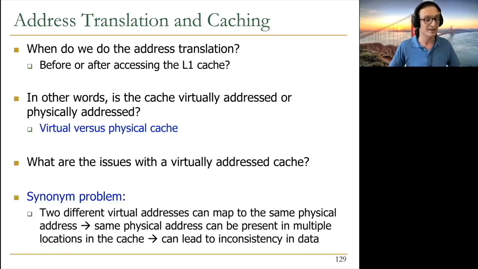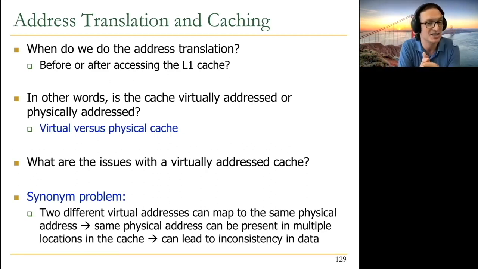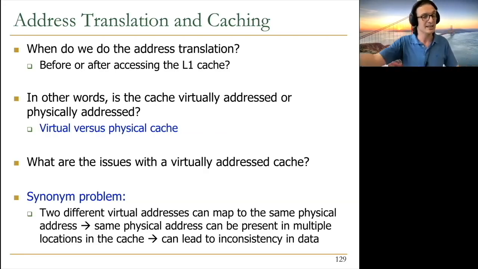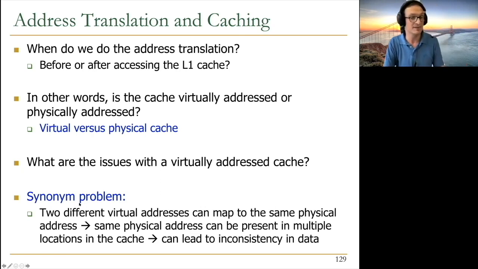Basically, two different virtual addresses from the same process or different processes can map to the same physical address, which means that the same physical address can be present in multiple locations in the cache if you're actually using virtual addresses to address the cache. And this can lead to inconsistency in data because of the same physical address in multiple locations, let's say different sets, different indices in the cache. And if one of them is updated, the other one needs to be updated also or invalidated. So you have a coherence or consistency problem inside your own cache if your cache is virtual, because two different virtual addresses can map to the same physical address.